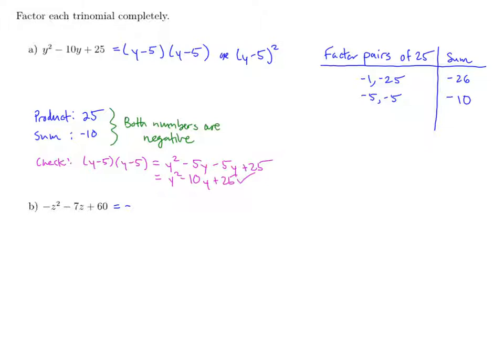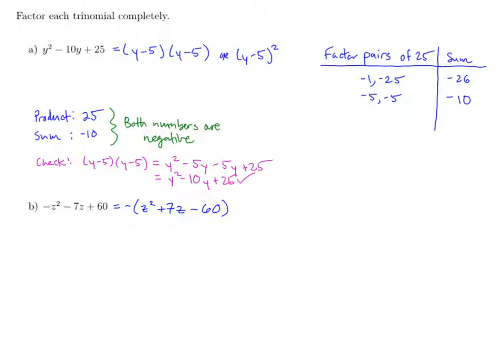So I'll have a negative outside the parentheses, and then inside there I'll have z squared. So I factored out a negative 1. And then instead of having negative 7z, since I factored out a negative 1, I'm going to have plus 7z. And then instead of adding 60, I'm going to have minus 60, since I factored out a factor of negative 1. Now this trinomial, z squared plus 7z minus 60, is the one that I'll need to find the appropriate factor pairs for in order to factor it.